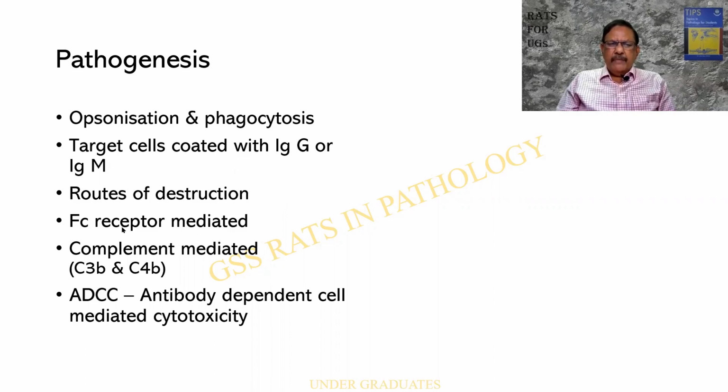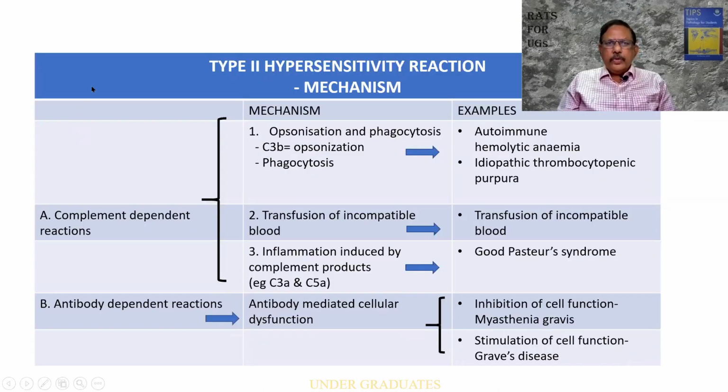It can be either Fc receptor mediated or complement mediated, or it can be antibody dependent cell mediated cytotoxicity. Three things are there: Fc receptor mediation, complement mediation, antibody dependent cell mediated cytotoxicity. These are three different mechanisms and all three will not occur in the same patient or condition. Dear students, please learn this particular table by heart. What I am going to do is read this table for you people.